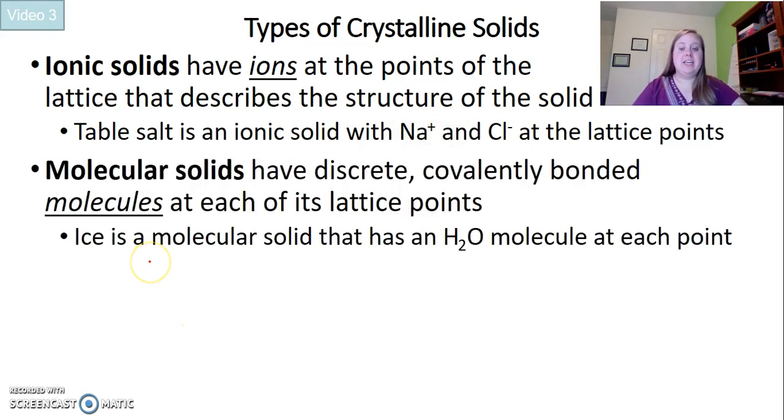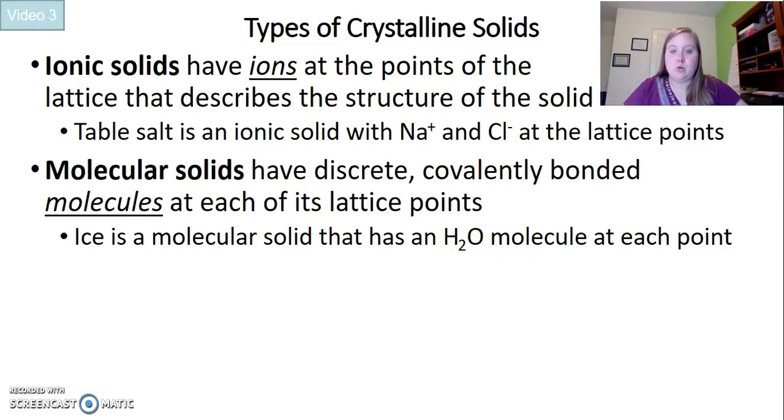The next one is a molecular solid. Molecular solids have discrete covalently bonded molecules at each of their lattice points. So instead of having ions like the ionic solids, they have molecules. For example, if we look at an ice cube, at each one of those lattice points is going to be a water molecule. There's a picture on the next slide to show you what exactly this looks like.